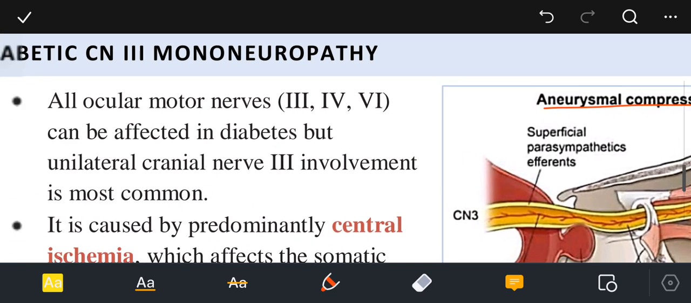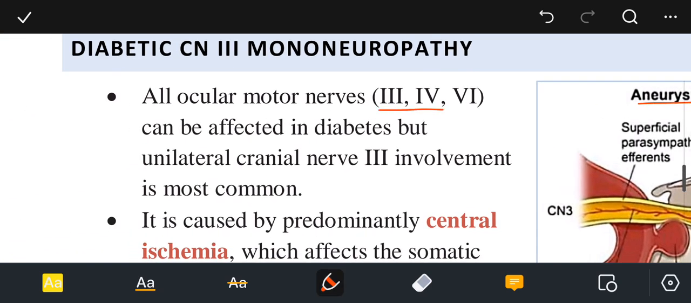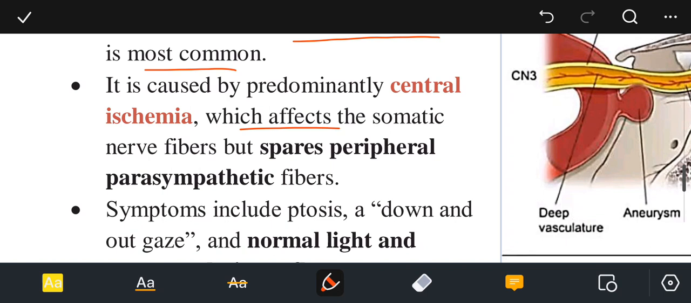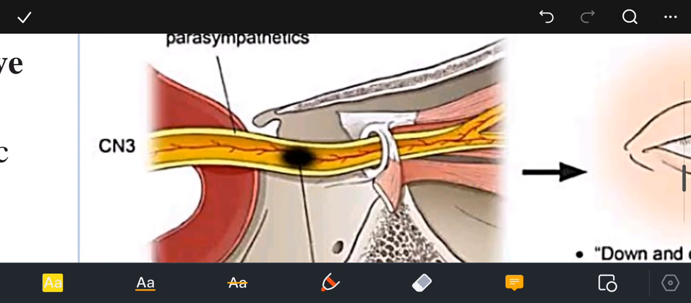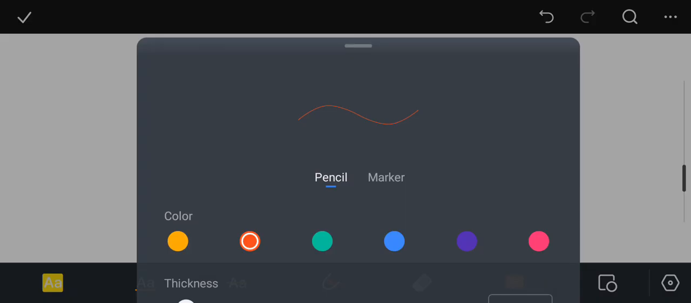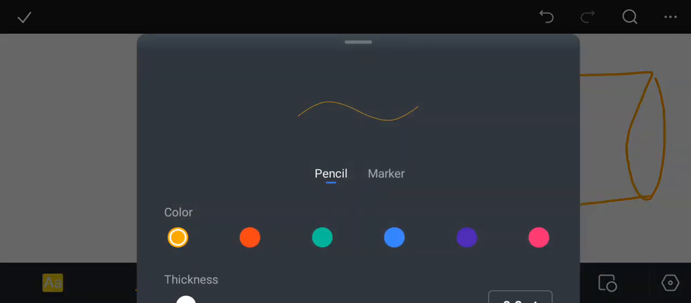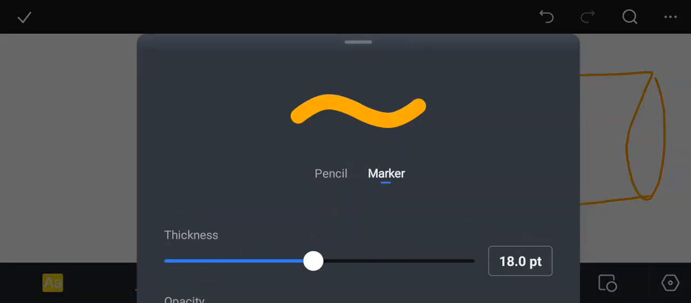All the oculomotor nerves, cranial nerves 3, 4 and 6, can be affected by diabetes, but unilateral cranial nerve 3 involvement is most common. It is caused by predominantly central ischemia, which affects the somatic nerve fibers but spares the peripheral parasympathetic fibers. In this picture you can see there is an arrangement of fibers in the oculomotor nerve, right? If I draw it over here, suppose this is cranial nerve 3, the whole trunk of the cranial nerve. The peripheral fibers are parasympathetic.